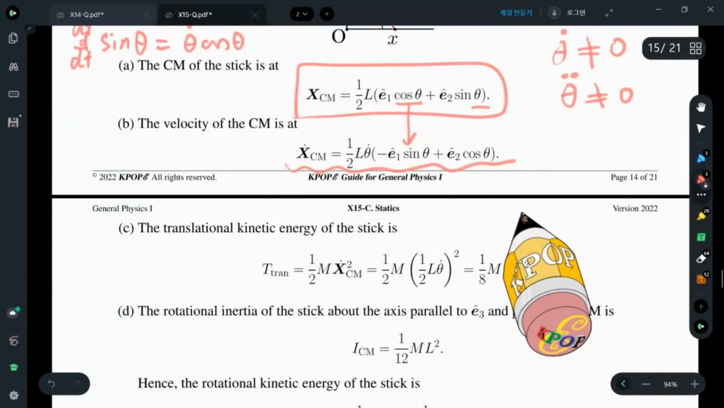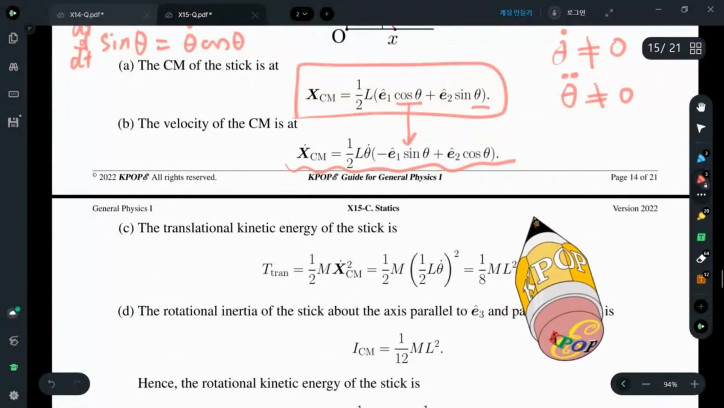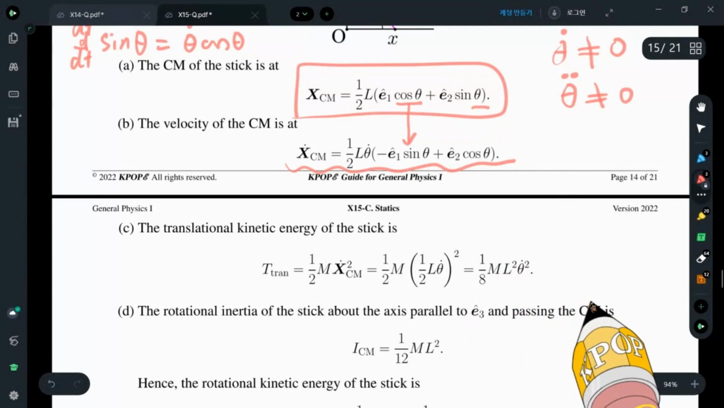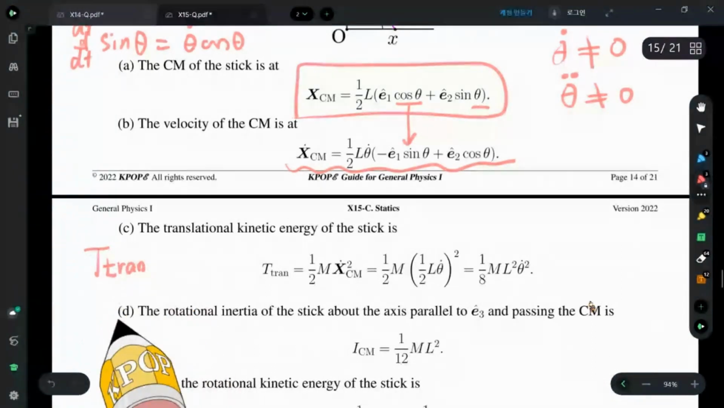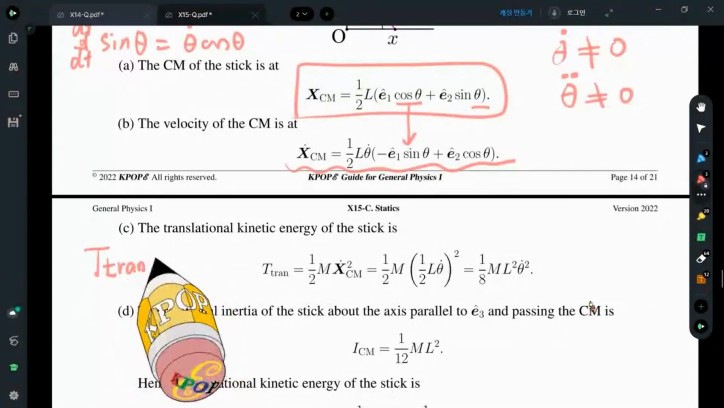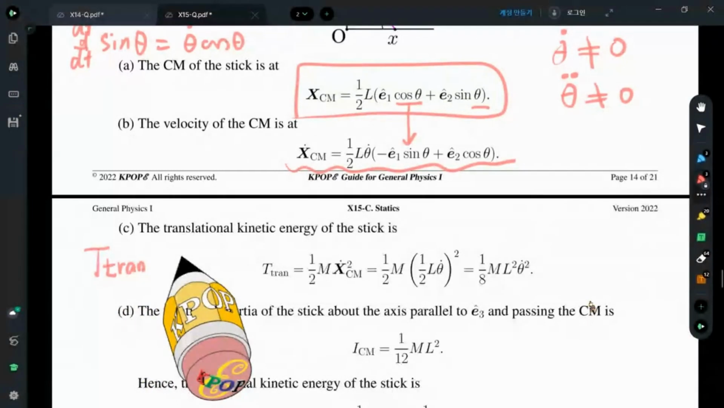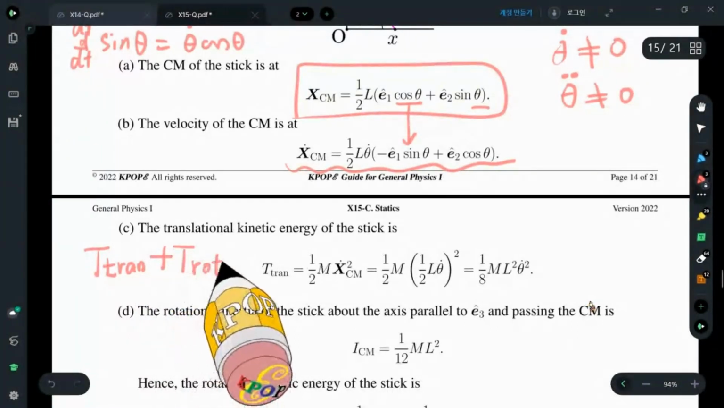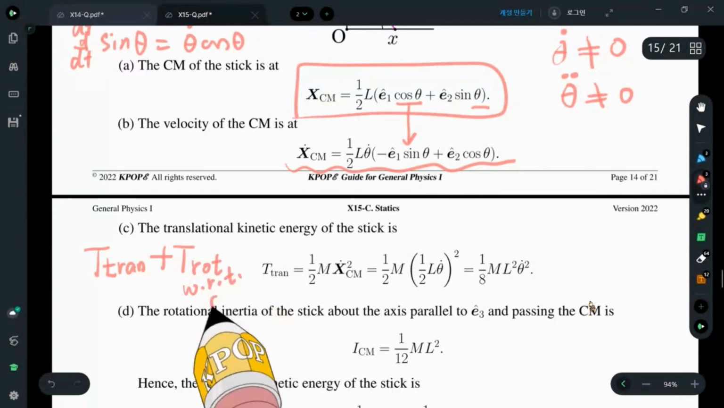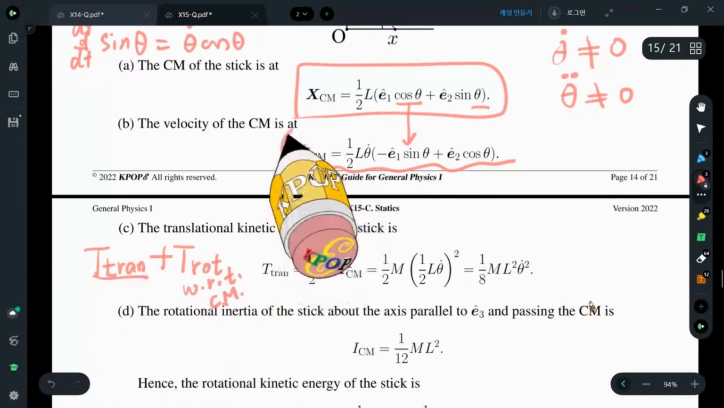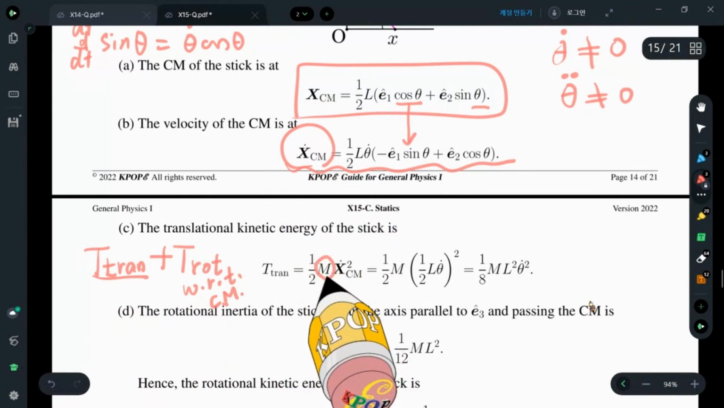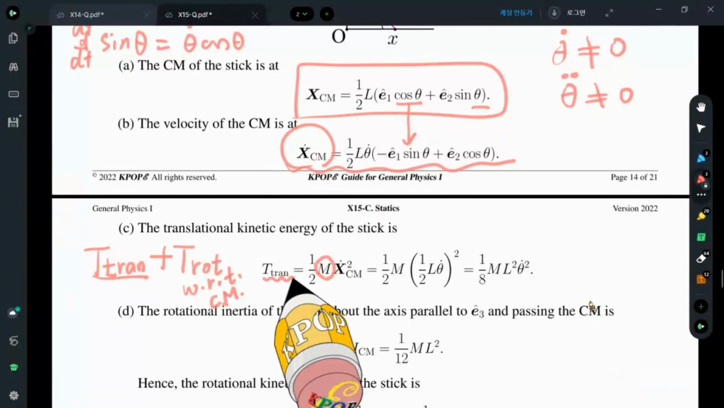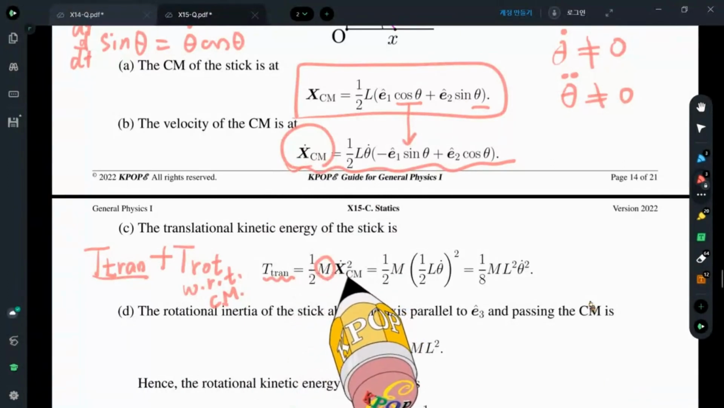Now, according to what we have learned from rigid body dynamics, the kinetic energy should be expressed as a sum of the translational kinetic energy, which is assumed to be concentrated at the center of mass as a single point, and the rotational kinetic energy with respect to the center of mass. Because we know what the center of mass velocity is, we concentrate all the mass at the center of mass to find the translational kinetic energy: 1/2 m x dot cm squared.